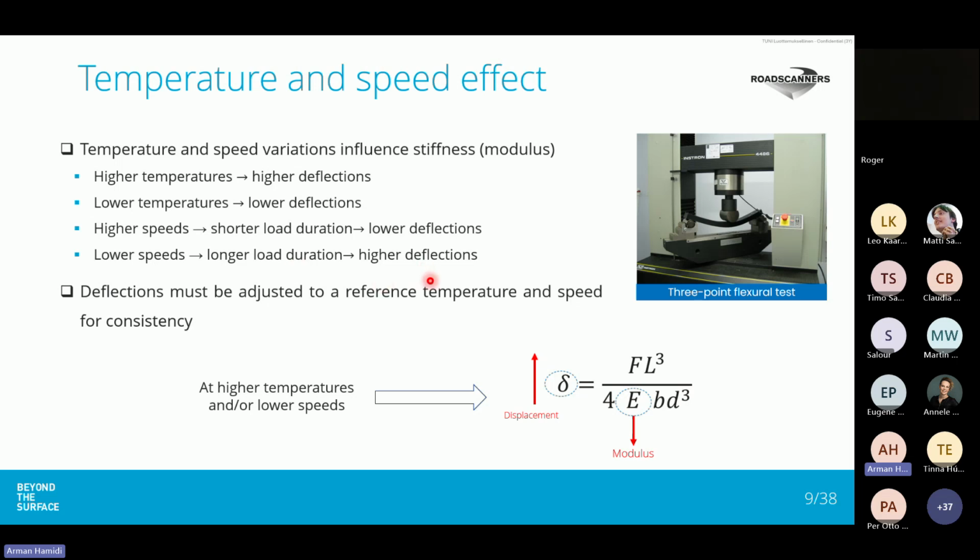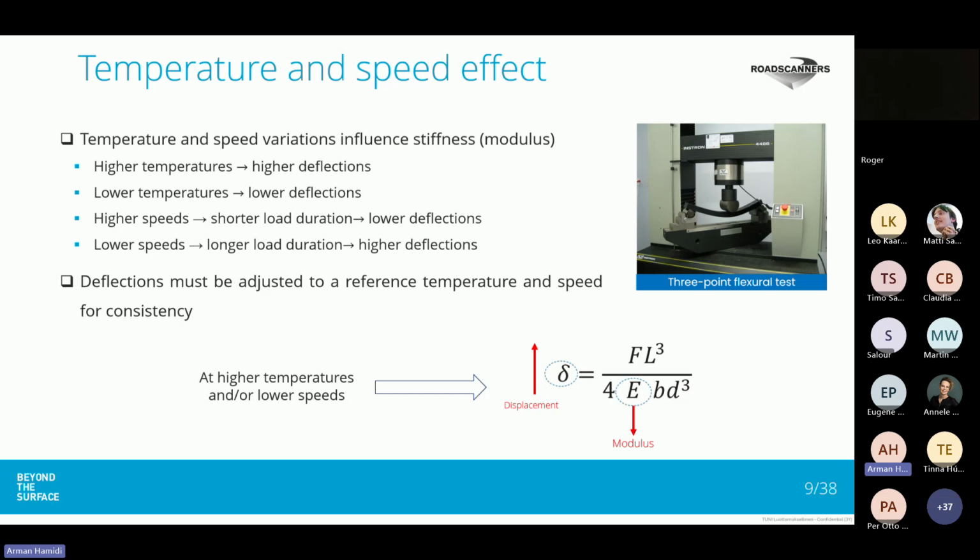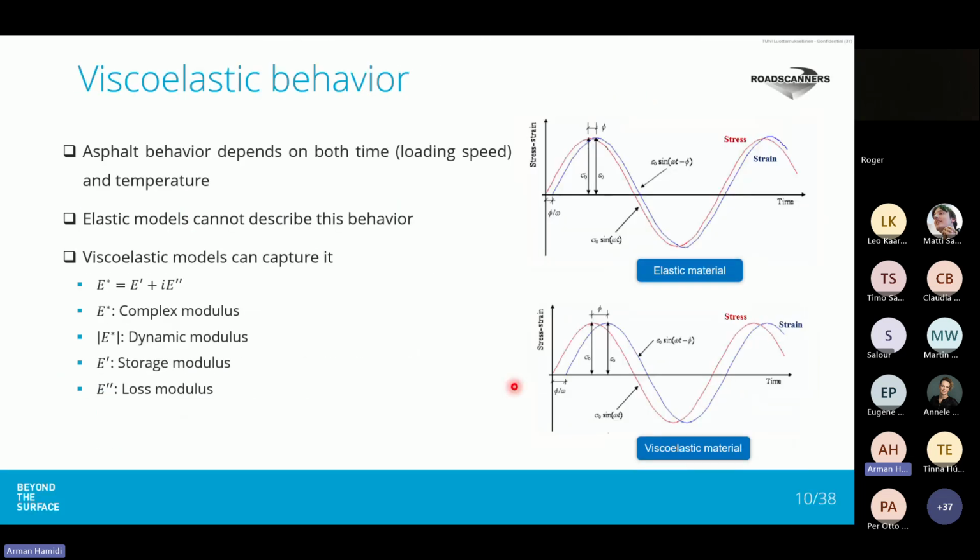So we can say that the effect of temperature and speed is mostly reflected in the modulus. When temperature is high or speed is low, we will have lower values of modulus, therefore higher values of displacement or deflection. So if we want to investigate how temperature and speed affect deflection measurements, we need to know how temperature and speed affect modulus. But asphalt mixtures are not elastic materials.